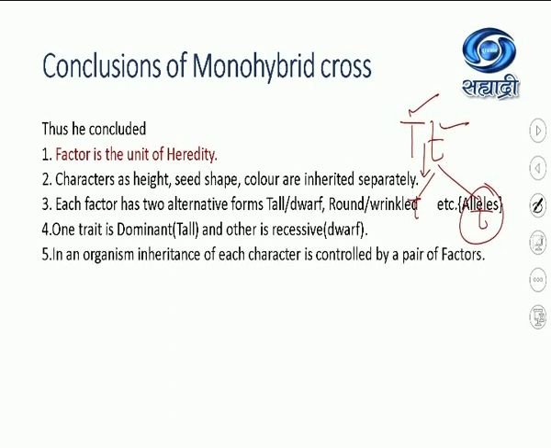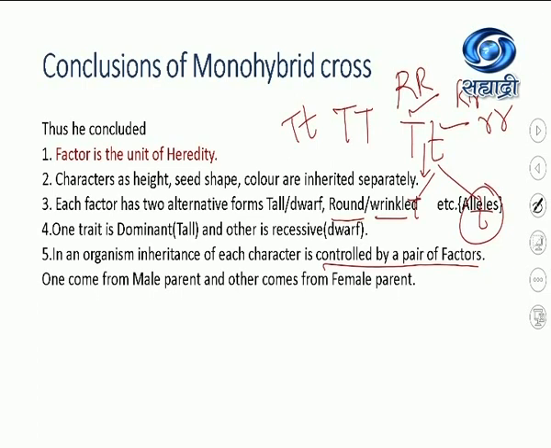In an organism, inheritance of each character is controlled by a pair of factors. Suppose I am saying tallness, it will be controlled by an allelic pair, capital T, capital T, or capital T, small t. If I take round, it will be represented by capital R, or capital R, small r. If I say wrinkled, it will be represented by small r. Thus, in an organism, inheritance of each character is controlled by a pair of factors. And of this pair, one comes from the female parent and the other comes from the male parent.